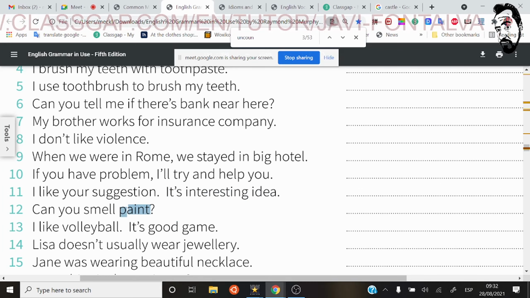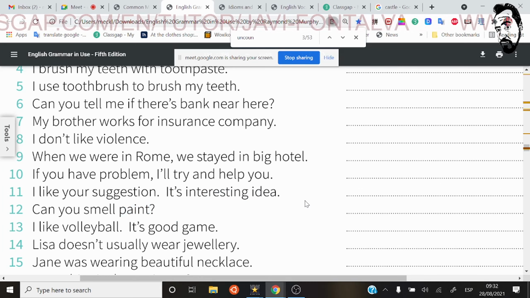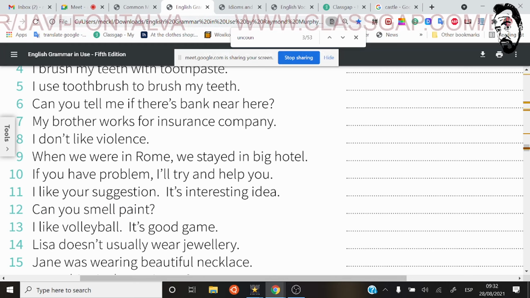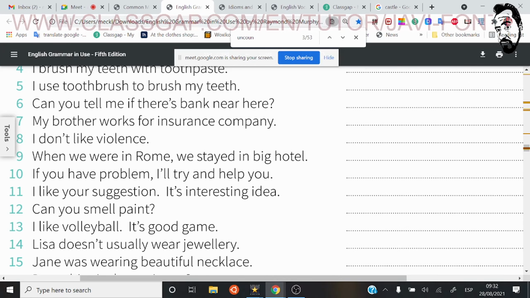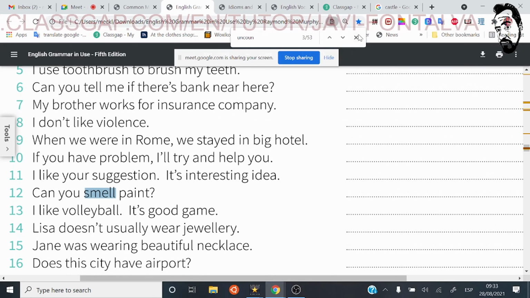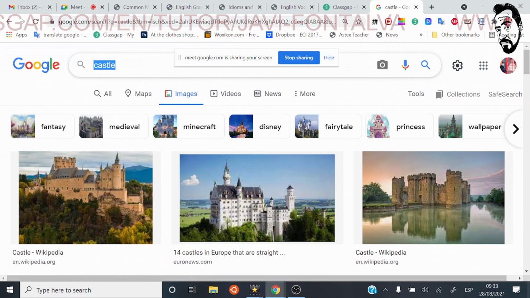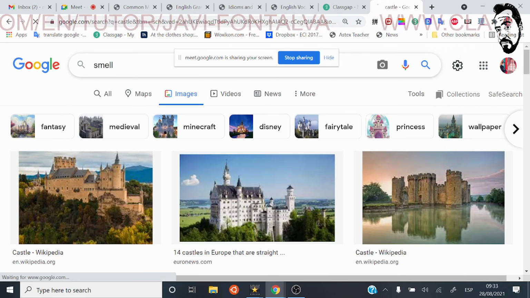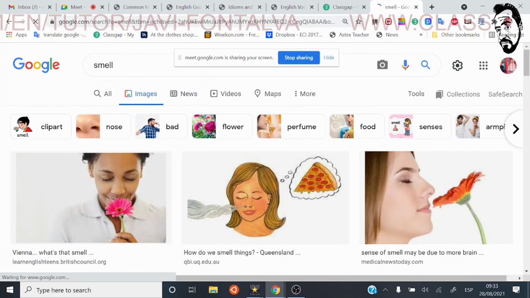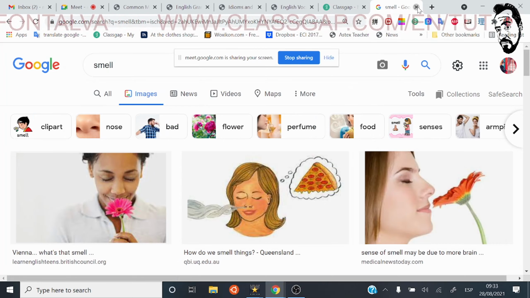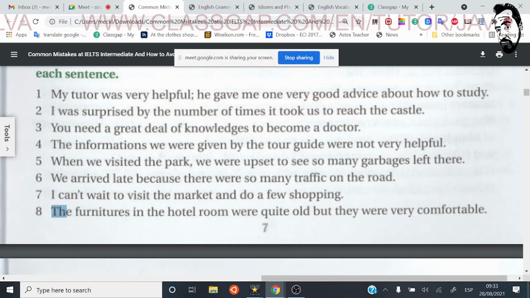Number 12. Can you smell a paint? This is wrong. Can you smell paint? Smell. When you use your nose, you smell. So she's smelling pizza, or she's smelling a flower. Smell.